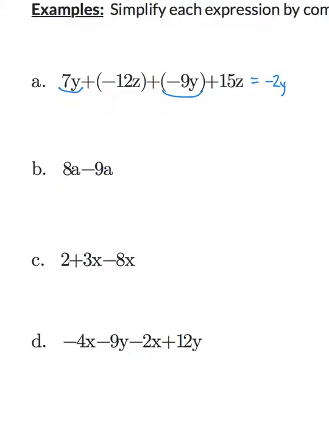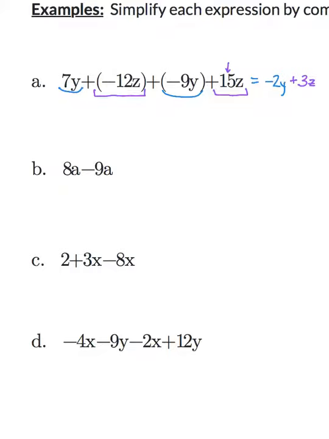For our z terms, we have negative 12z and 15z. Again, we have different signs, so I want to subtract and keep the sign of the larger number, which in this case is the 15. So we get 3, and I keep the z. We cannot combine anything else since y and z are different variables. They are not like terms. They cannot be combined.